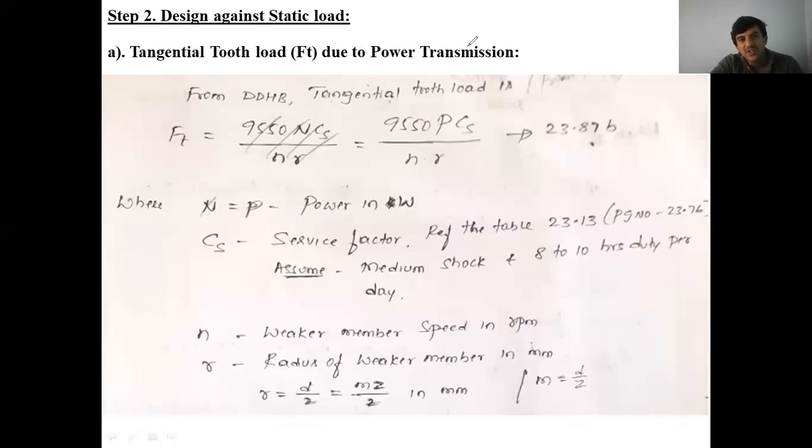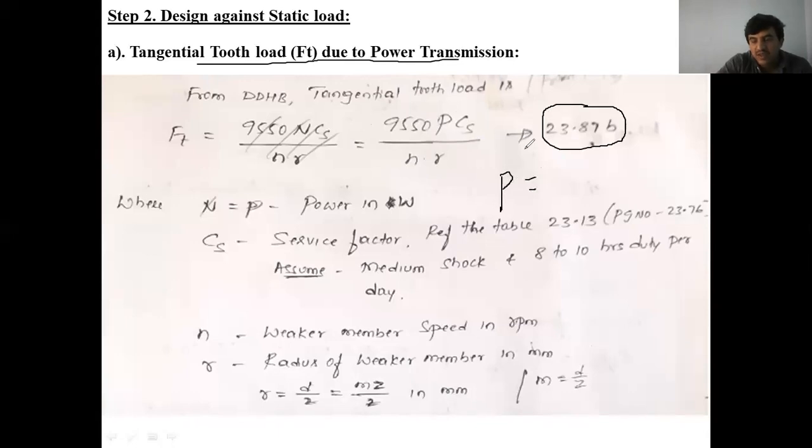How do you determine the tangential tooth load due to power transmission? Again from the data handbook, equation number 23.87b. In this you can see that Ft is equal to 9550 P into Cs divided by N into R. Now how does this formula come? As you know, what is the formula for power? Does anyone know the formula for power? When the component undergoes angular motion, the power formula is torque into angular velocity. Am I right?